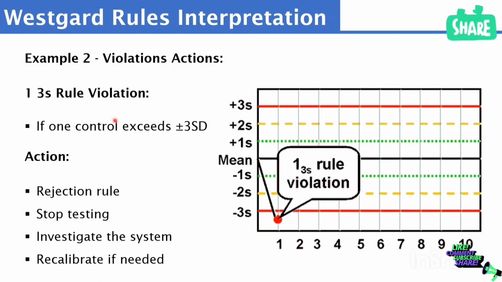So look at another example, violation rule: 1-3S. Again, the number of times we perform it is once, but then it exceeds 3S. Obviously we'll reject it. This is very simple. This is the mean, then this is the 3S. Remember, this can also be here, it can be above, it can be plus or minus. Don't worry about where it is. Once we've done a quality control, even if it is for the first time and it exceeds minus 3S or plus 3S, we have to reject it.